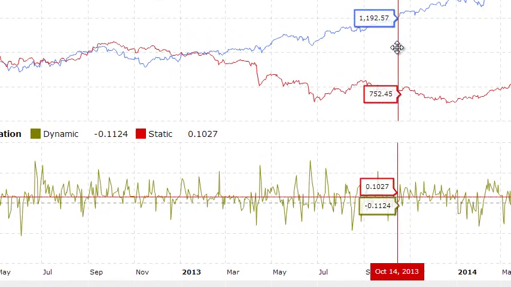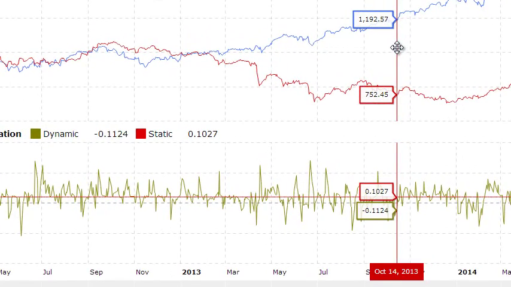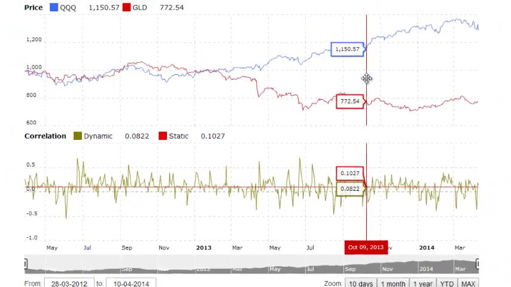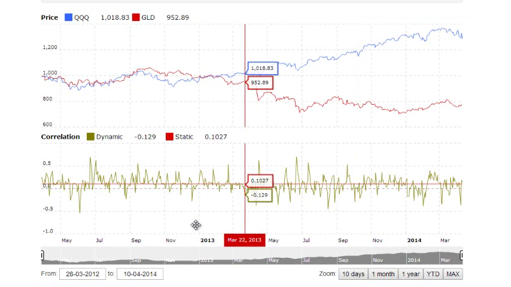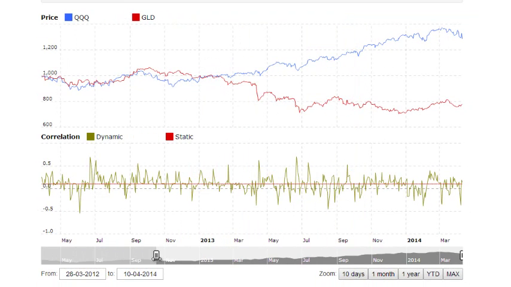Hover over the time series to observe specific correlation values. Control the time window using the slider and zoom controls at the bottom.